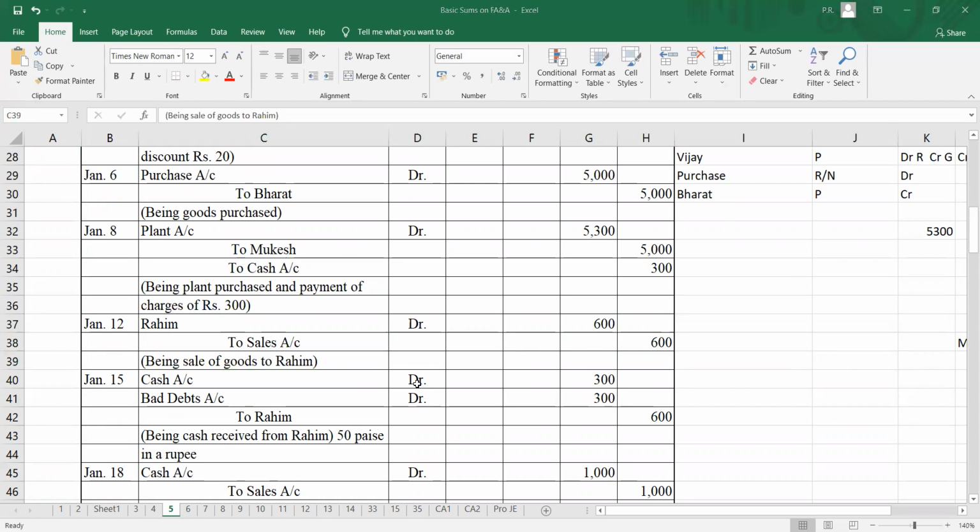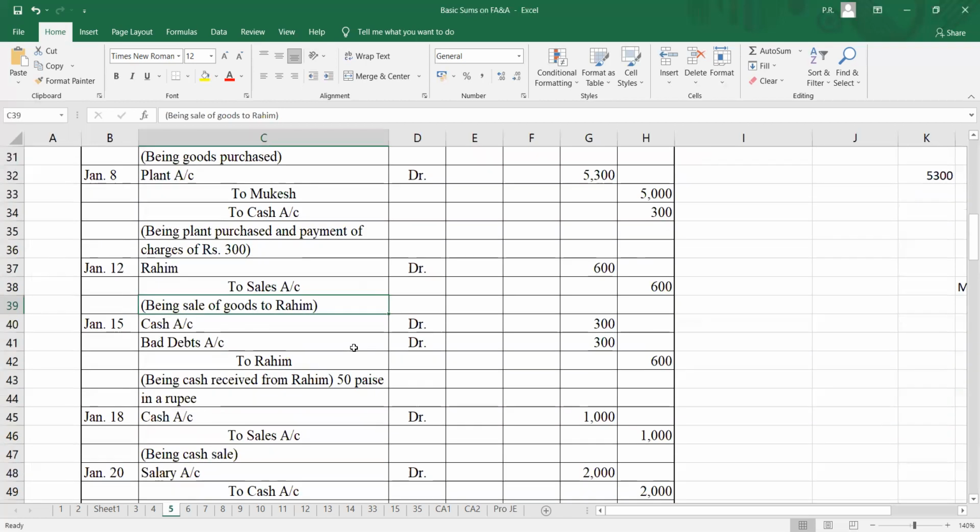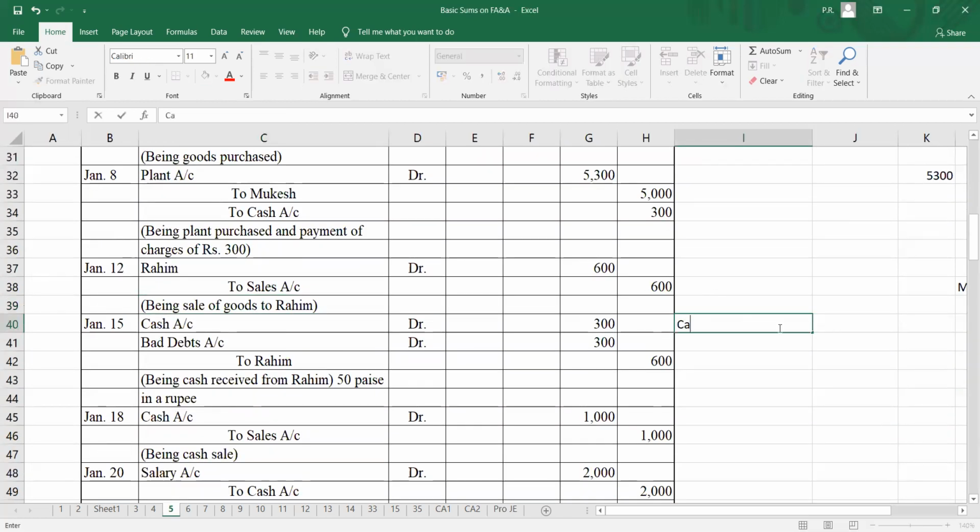Next comes January 15. Rahim became insolvent and would pay only 50 paisa in a rupee. That means we gave him goods, but luck was bad, he has gone, he became bankrupt. So over here in this transaction we are going to receive cash. We are going to receive from Rahim, and we are booking a loss. That money will not come. We call that money bad debts.